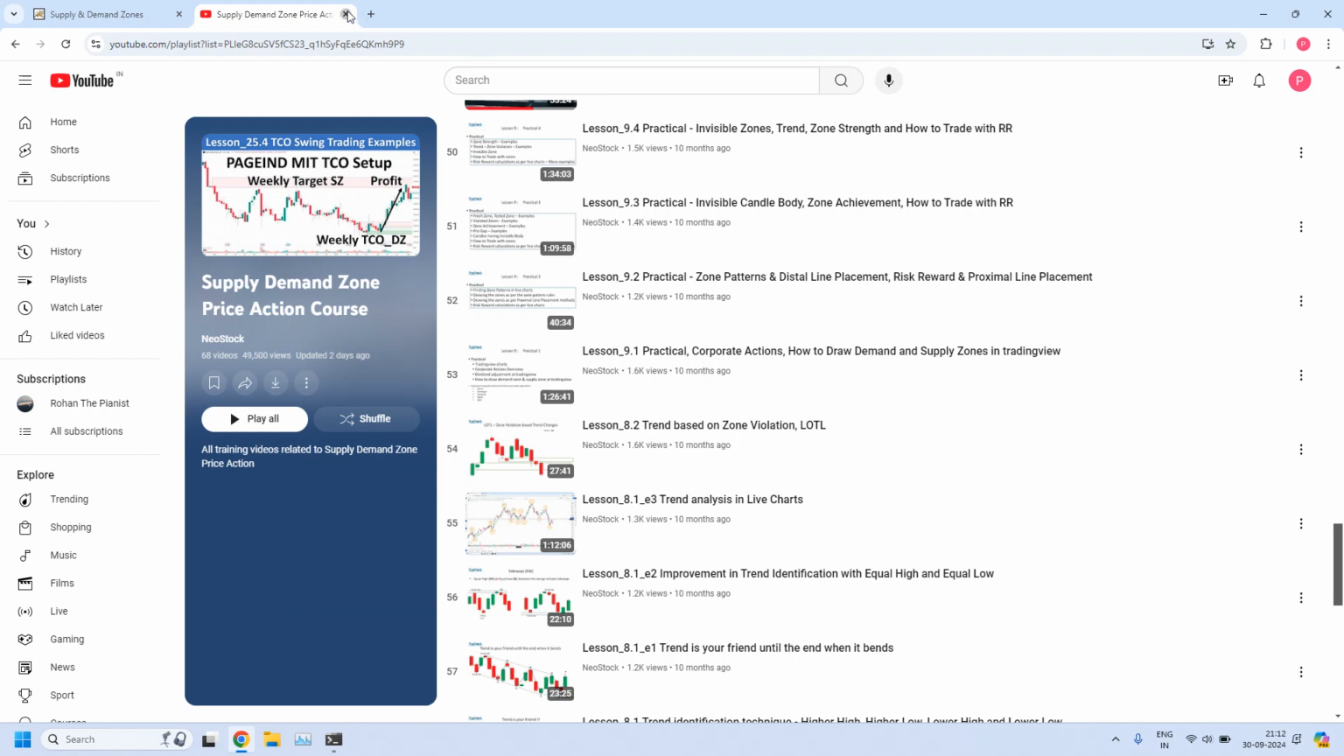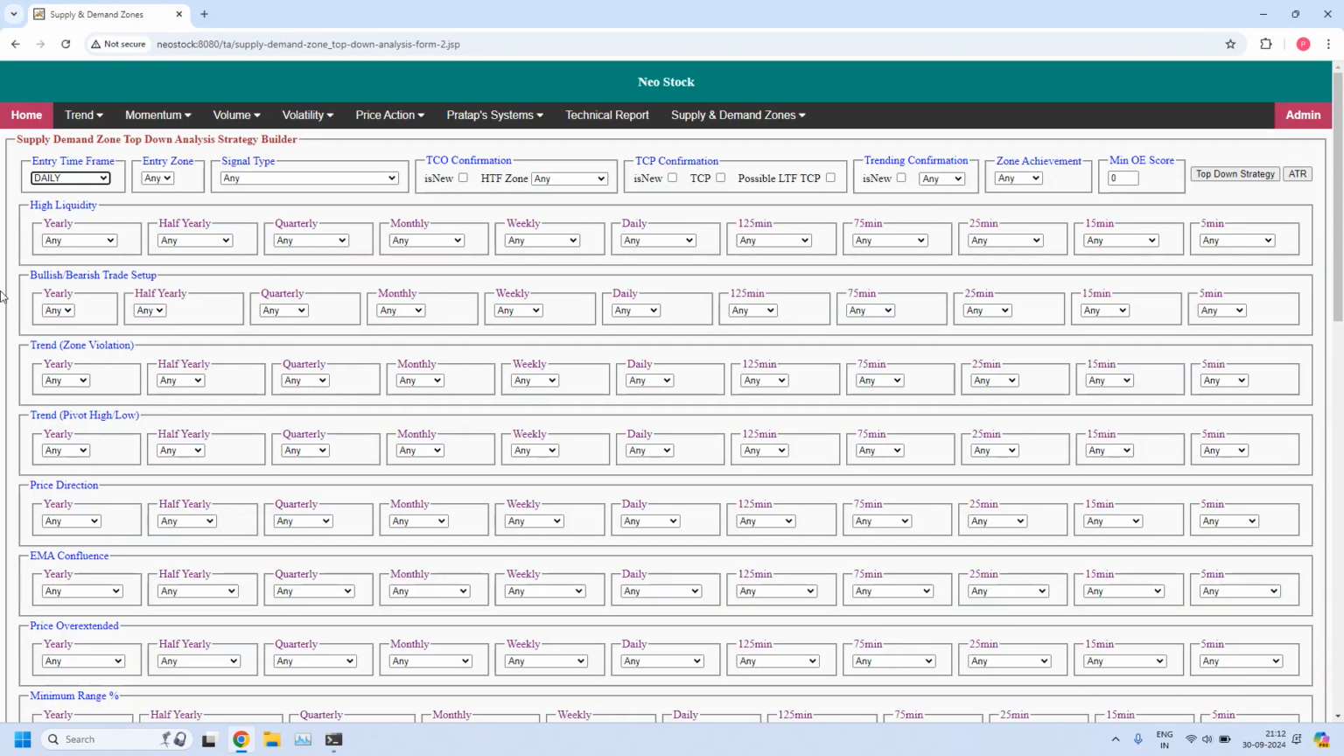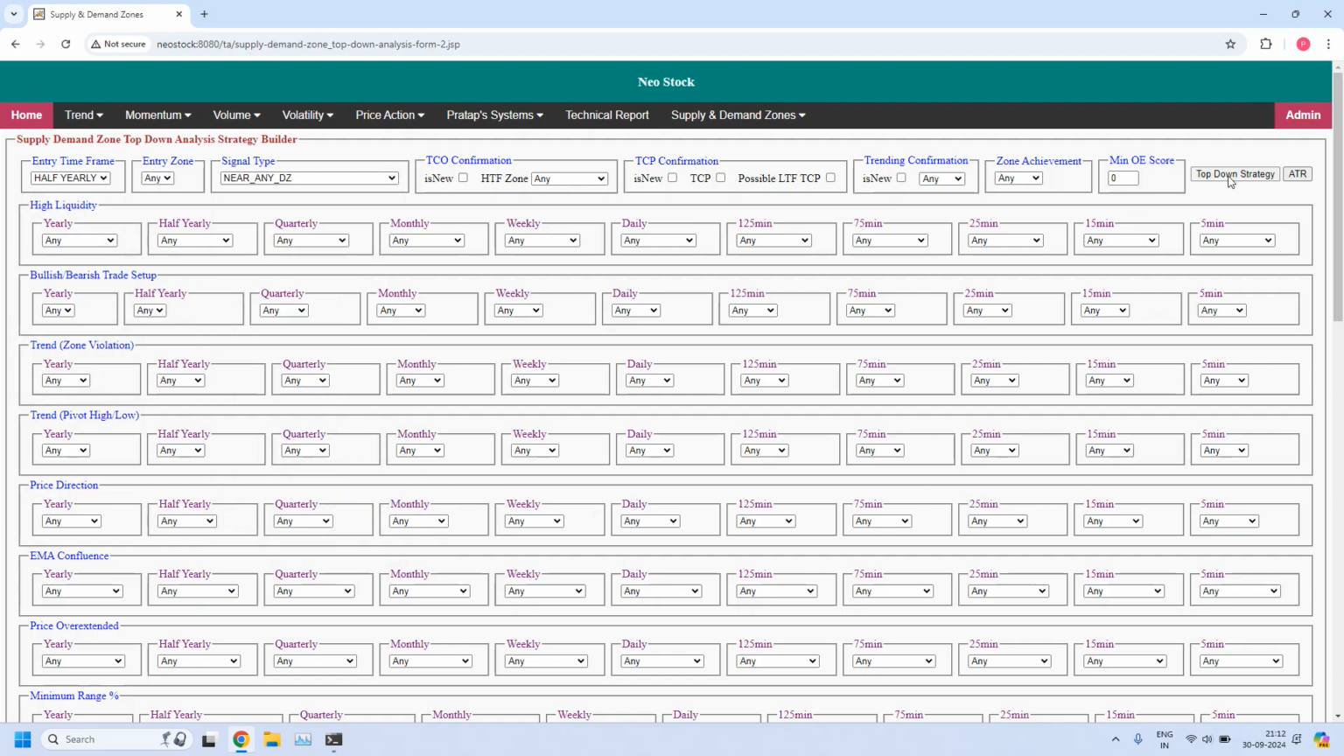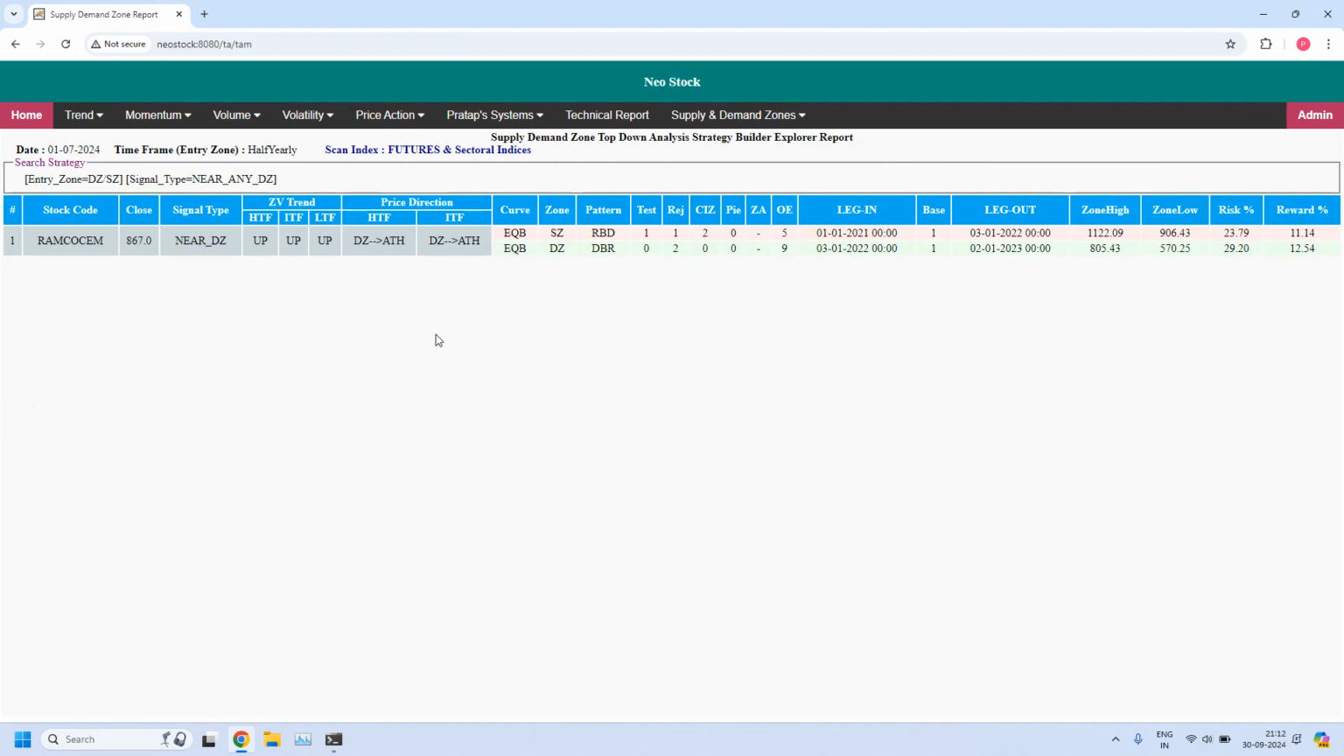Now let's get into the report generation and let's find the stocks near demand and supply zones for all the time frames, starting from half yearly. For half yearly time frame, let us find the stocks near half yearly demand zone. Only one stock is filtered near to the half yearly demand zone.